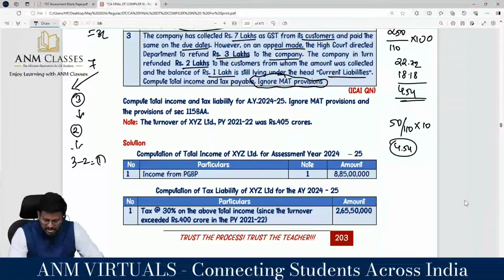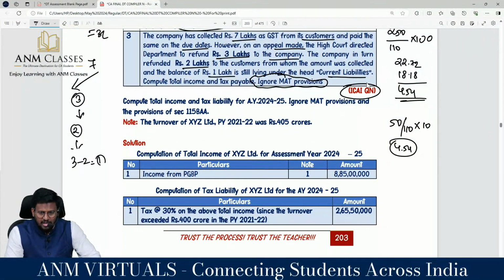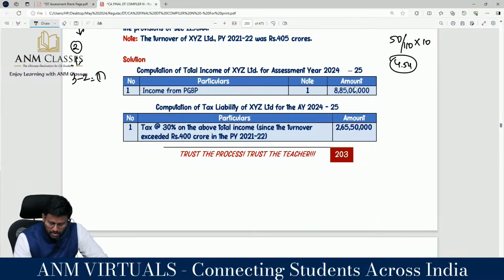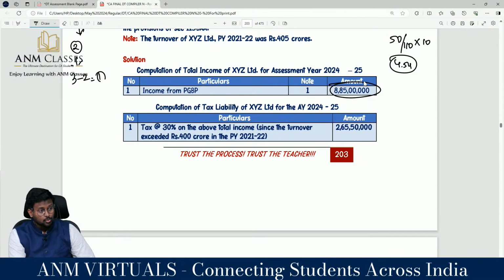Like this only, this is an ICA question, my dear lovable students. Like this only, you'll be getting a 14 mark question. And sir, total income is 8 crore 85 lakh. 8 crore 85 lakh. What was the P&L? 7 crores. It became 8 crore.